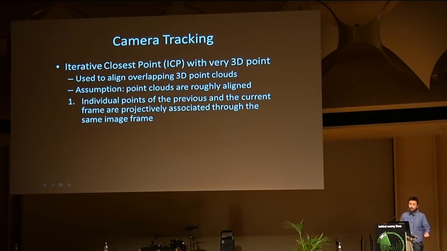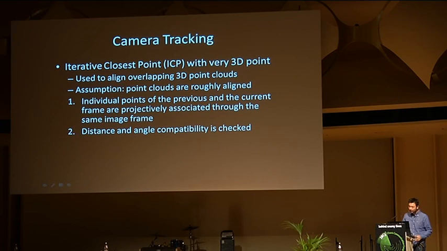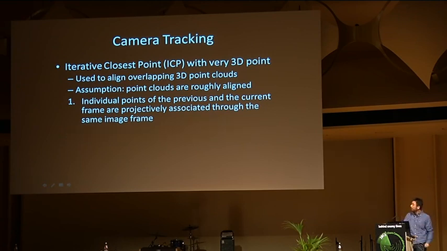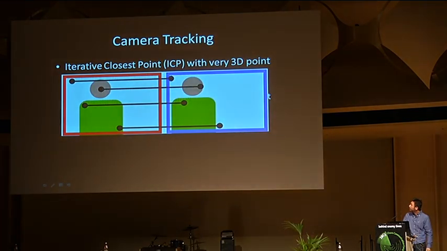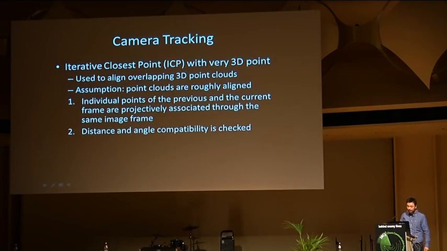So once we have projectively associated the 2 point clouds together, we then check if the point pair is actually usable. So if the points lie too far apart, for example, the point at the bottom right, which associates a point on the t-shirt with a point in the background. For such cases, we check if the distance and the angles are compatible with each other. If they're too far away, then we just throw it out and mark it as an outlier, because it would degrade the tracking too much.